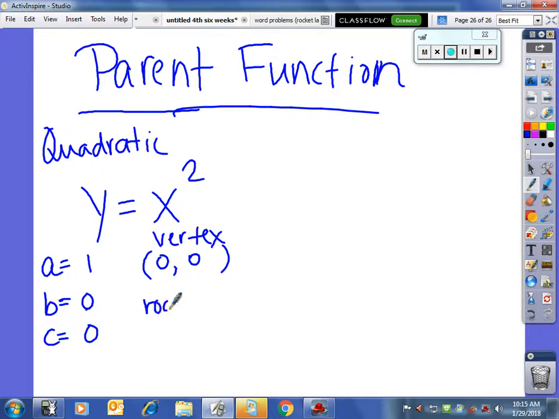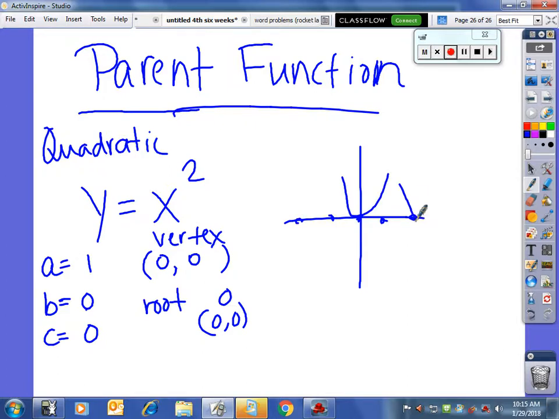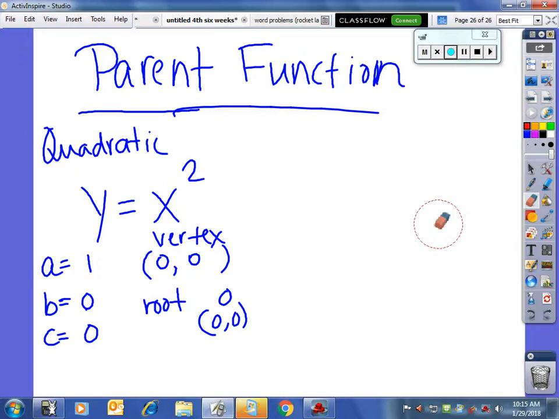Does it have a root or roots? 0. Or the point 0, 0. If your vertex is actually on the x-axis, if your vertex is anywhere on the x-axis, then that's also your root. Yeah, so this absolutely has a root, and it's the same point as the vertex, 0, 0. What's the axis of symmetry? No, not just 0. X equals 0. What is that?